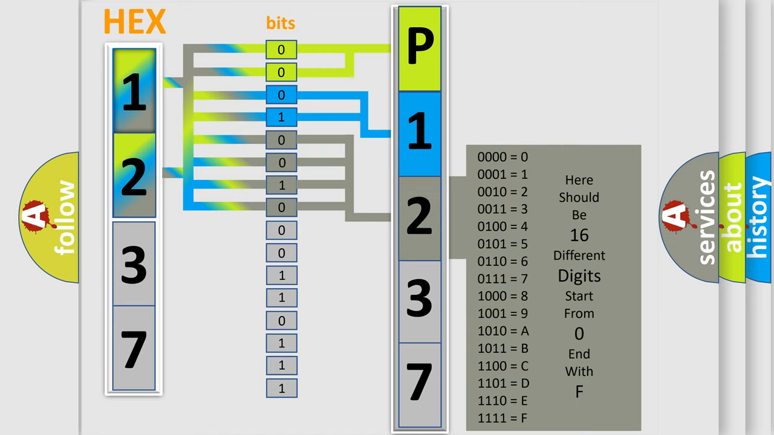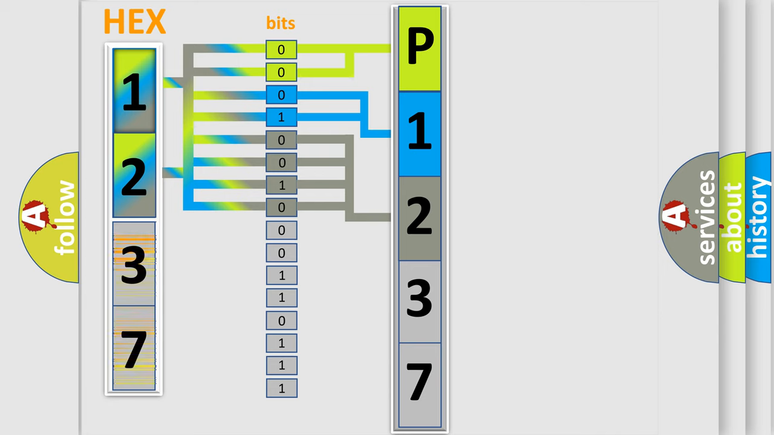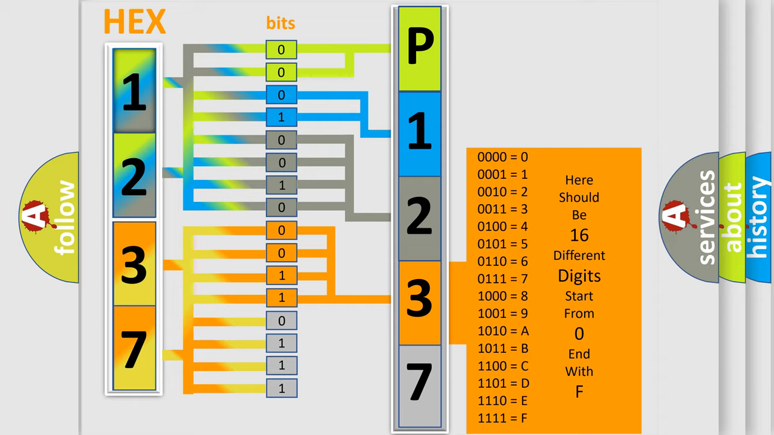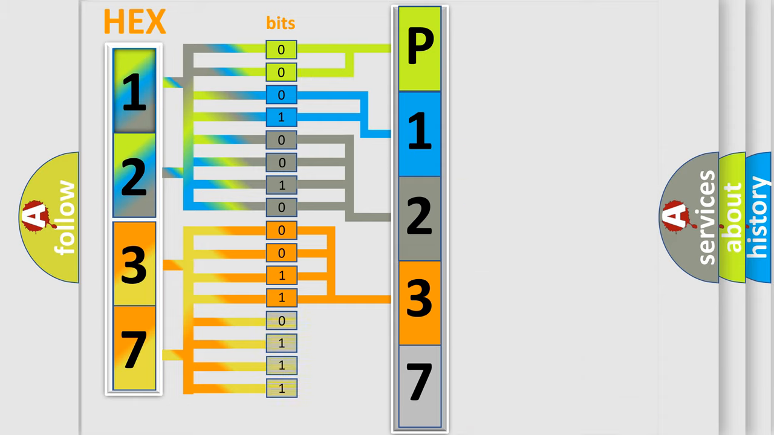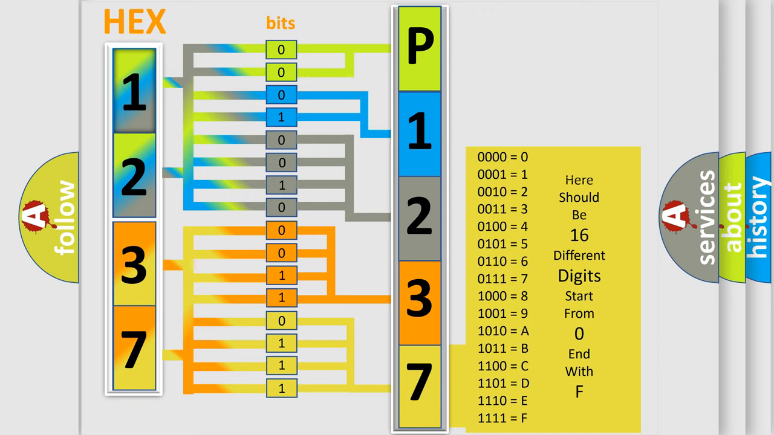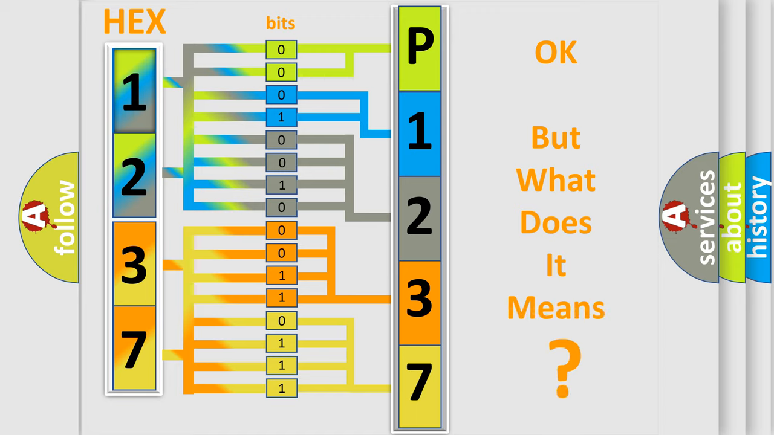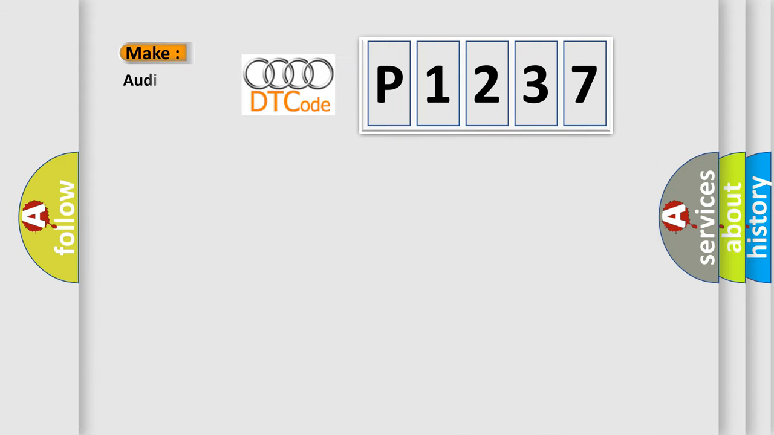The second byte is composed of a combination of 8 bits. The first 4 bits determine the fourth character of the code, and the combination of the last 4 bits defines the fifth character. A single byte conceals 256 possible combinations. We now know in what way the diagnostic tool translates the received information into a more comprehensible format. The number itself does not make sense to us if we cannot assign information to what it actually expresses. So, what does the diagnostic trouble code P1237 interpret specifically for Audi?